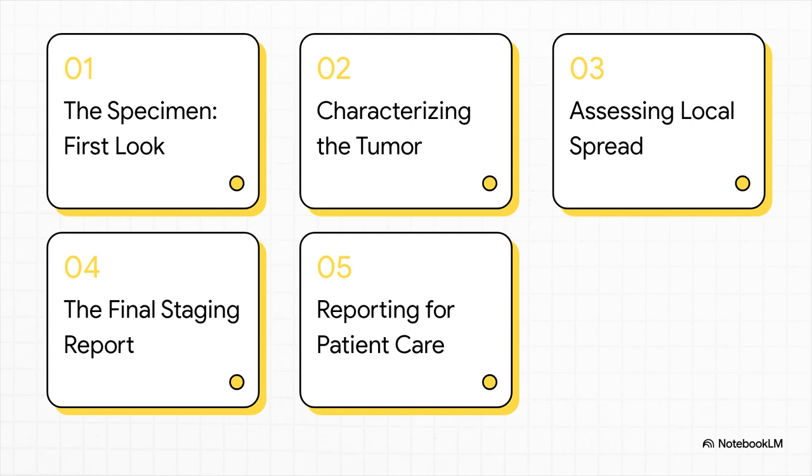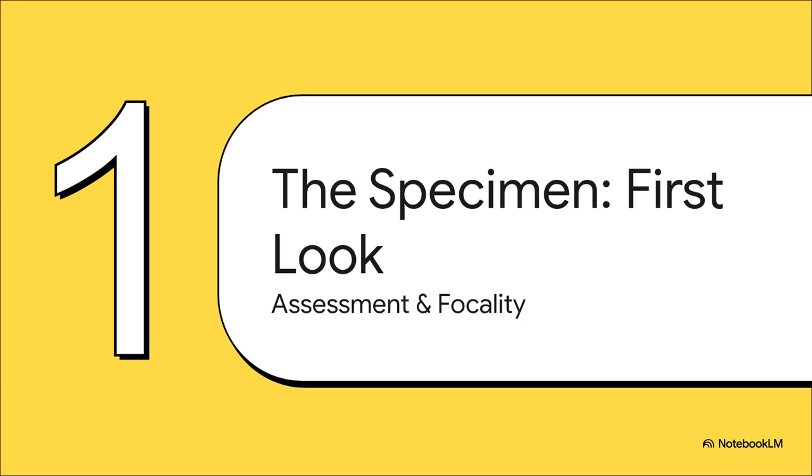So here's our game plan. We're going to walk through this exactly how you would in the lab. We'll start with that first look at the specimen, then dive into the microscope to really characterize the tumor. We'll map out its local spread, and then we'll pull it all together into that final TNM stage that drives all the clinical decisions.